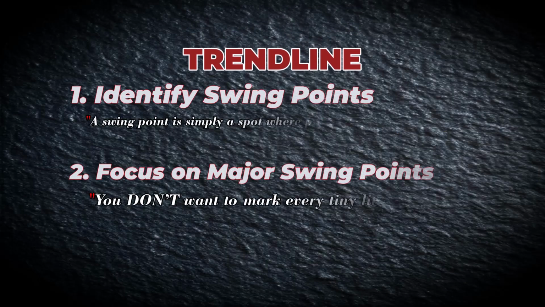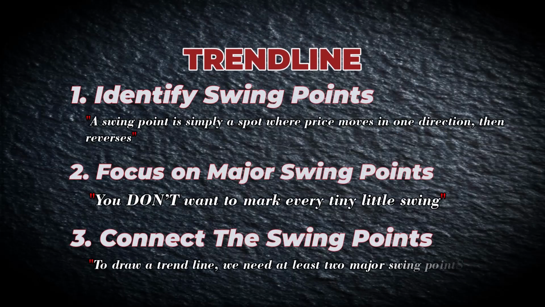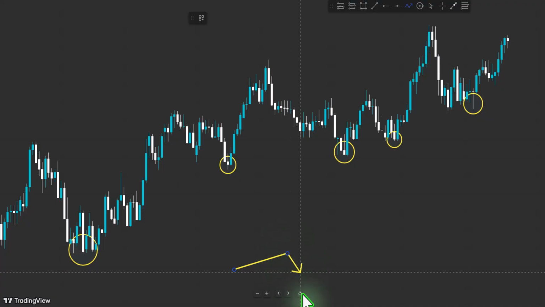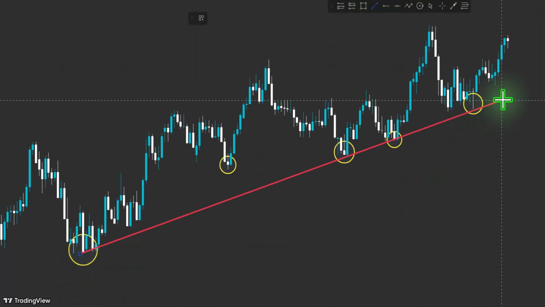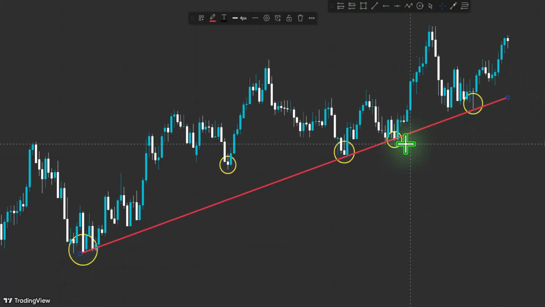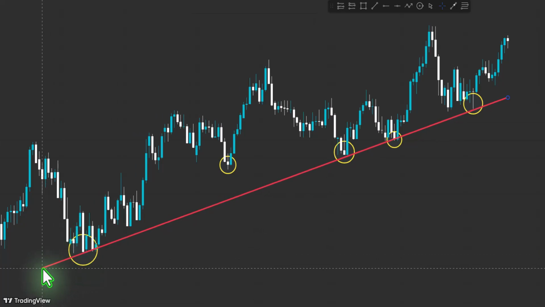And finally, the last step is to connect the swing points. To draw a trend line, we need at least two major swing points, and in this case, we have more than enough. Once you've spotted them, simply draw a straight line connecting them, and boom, that's your trend line. Now that we've got that down, let's move on to how to actually trade using trend lines, because this is where the real magic happens.